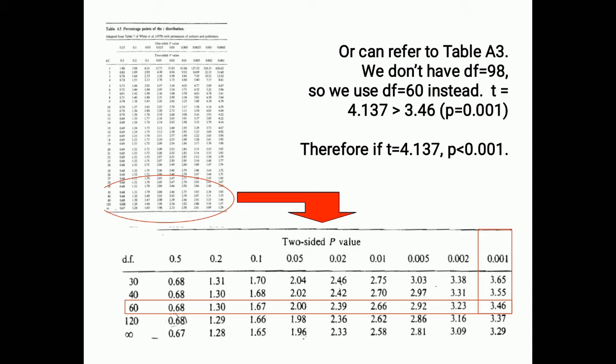Or we can refer to Table A3. Because we don't have degrees of freedom equal to 98, we use degrees of freedom 60 instead of 98. So t equal to 4.137 is more than 3.46, so p equal to 0.001. Therefore, if t equal to 4.137, the value of p is less than 0.001.